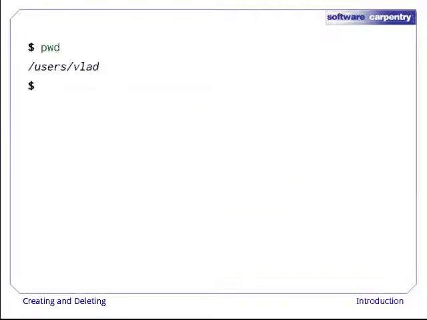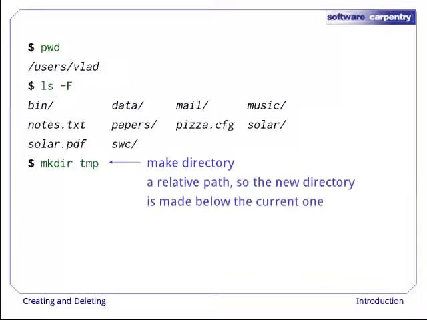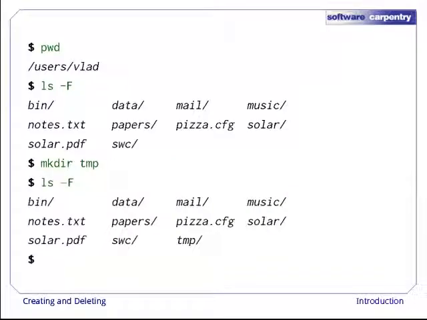Let's go back to Vlad's home directory, /users/vlad. As in the previous episode, ls -F shows us the files and directories it contains, with a trailing slash after each directory to help us tell them apart. Let's create a new directory called temp with the command mkdir temp. As you might guess from its name, mkdir means make directory. Since temp is a relative path without a leading slash, the new directory is made below the current one. Let's run ls again. There's our directory.